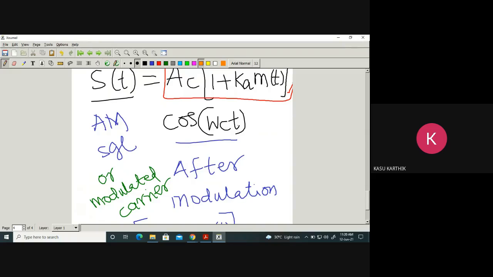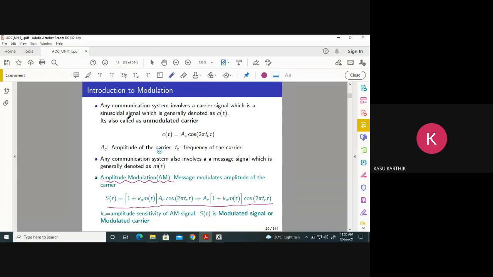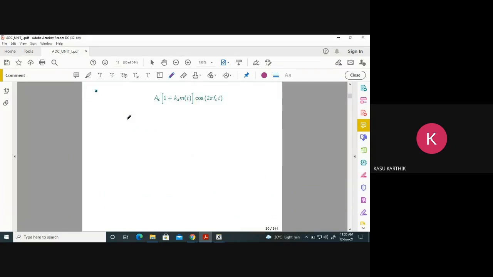So here the amplitude of the carrier contains the message signal, which means the carrier amplitude is carrying the message signal. Now, what is the purpose of this Ka? All these things we'll discuss. So let us expand this.